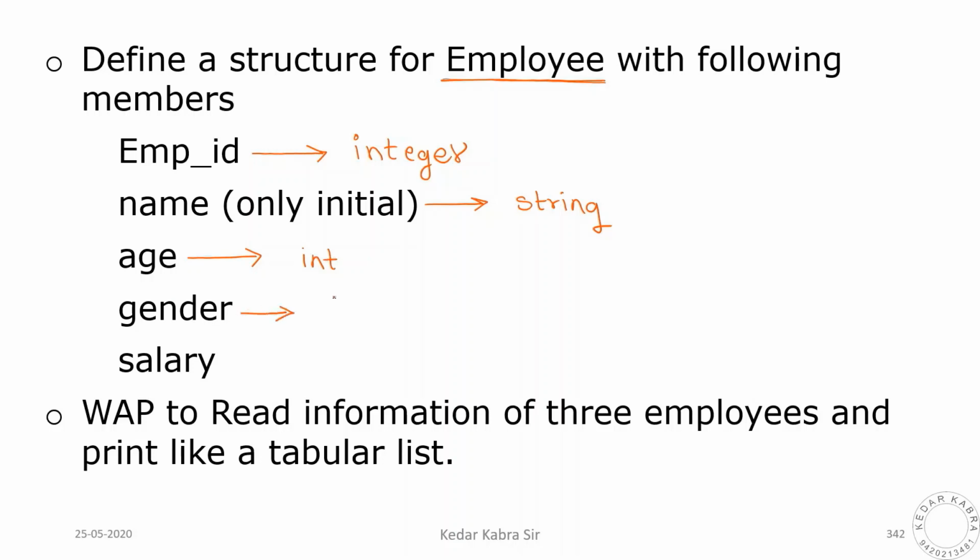Gender, if we are going to take it as a single character M or F, then it is character. A complete word male or female, then it is going to be a string. So I am going to take it as a single character. Salary, it is an amount, and whenever we deal with amount, we generally take it as float or double. So I am going to take it as a float. After collecting this much information, we can go ahead and write some code.